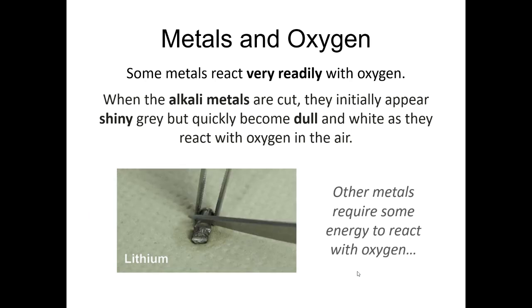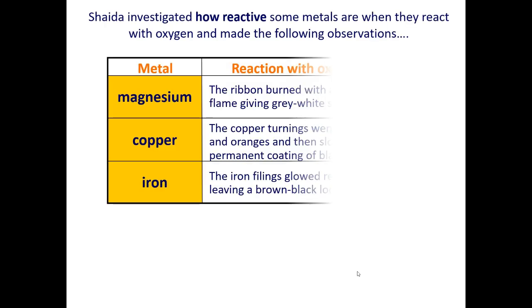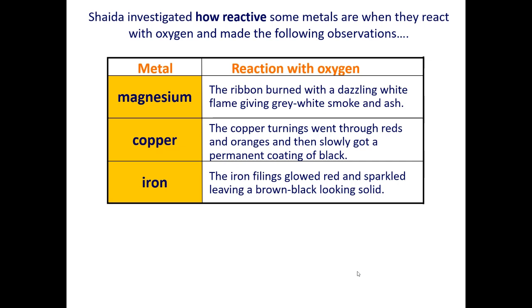Other metals need a bit of help to react with oxygen. Magnesium, for example, you have to put in a Bunsen burner for it to burn. For the next activity, Shida investigated how reactive some metals are when they react with oxygen and made the following observations. With magnesium, the ribbon burned with a dazzling white flame, giving grey-white smoke and ash. Copper turnings went through reds and oranges and then slowly got a permanent coating of black. With iron, the iron filings glowed red and sparkled, leaving a brown-black looking solid.